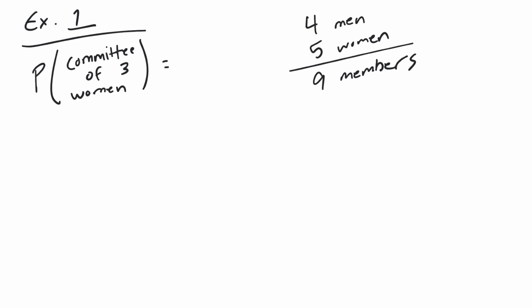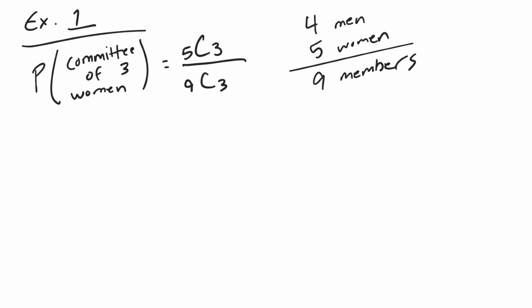So the probability of the committee consisting of all women, or 3 women, would be equal to the number of possible outcomes with 3 women in them, or, remember there's 5 women, so 5C3. That would give me all the combinations of just the women. And then, since there's a total of 9 people, the total number of possible 3-member committees is 9 choose 3.